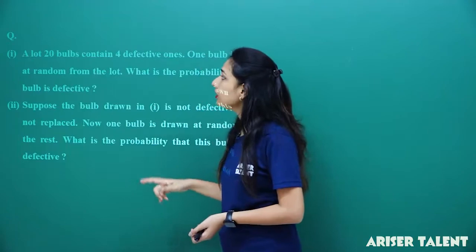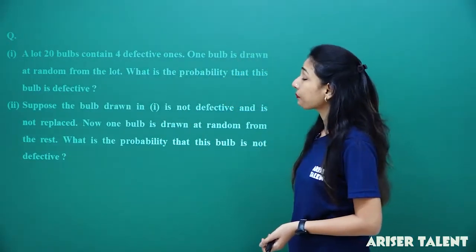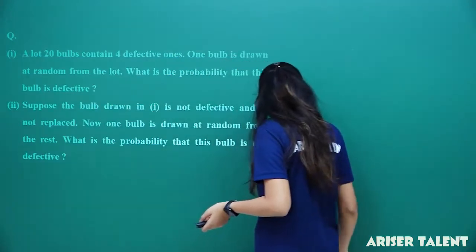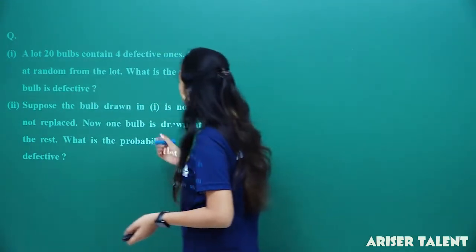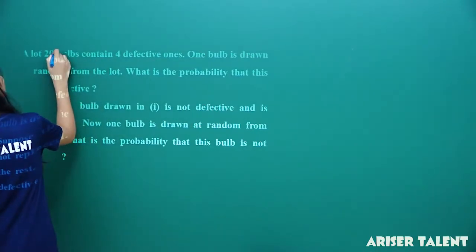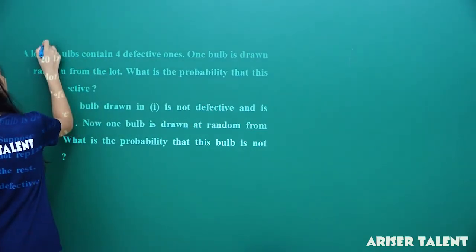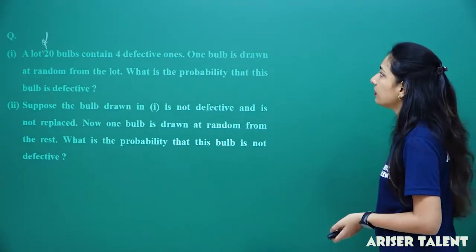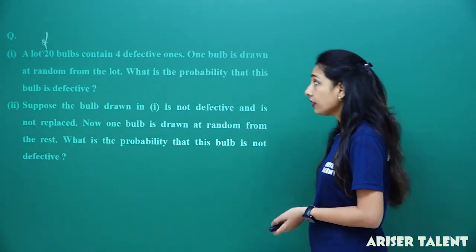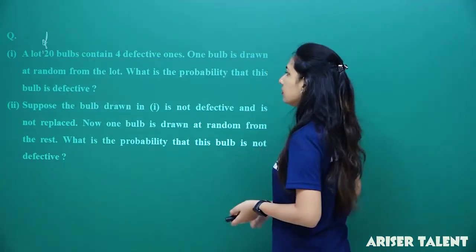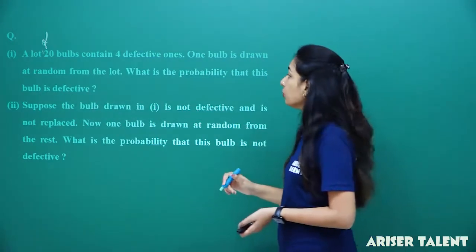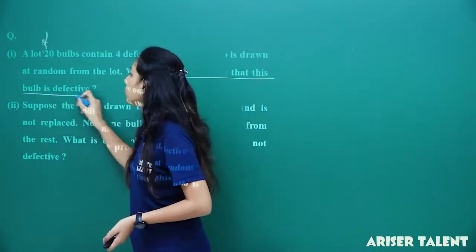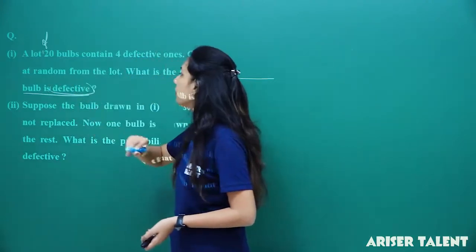I'm repeating the question. A lot of 20 bulbs contains 4 defective ones. One bulb is drawn at random from the lot. What is the probability that this bulb is defective? So you have to find out the defective probability.